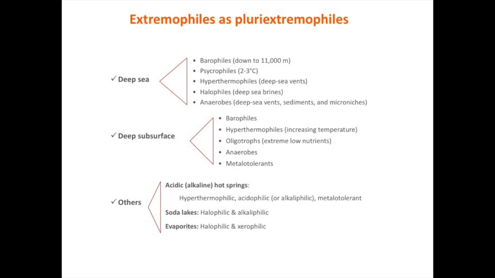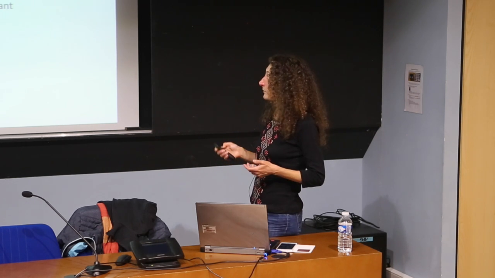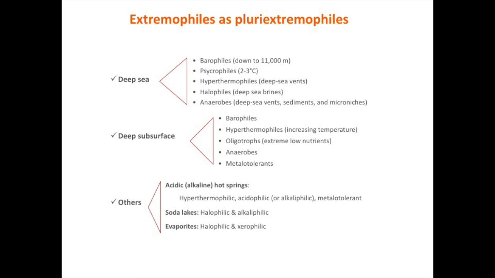So this is just one example of environments where you may find several extreme conditions at the same time. You have the deep sea, where you will find barophilic organisms adapted to very high pressure, going down to the Mariana Trench, for instance, 18,000 meters deep. And at the same time, they will be psychrophiles because the deep ocean is cold, around 2 or 3 degrees on average. But they can also be hyperthermophiles at the level of deep sea vents. They can be halophiles in deep sea brines, like in the Mediterranean. You have many of these deep sea brines. And many of these are anaerobes.